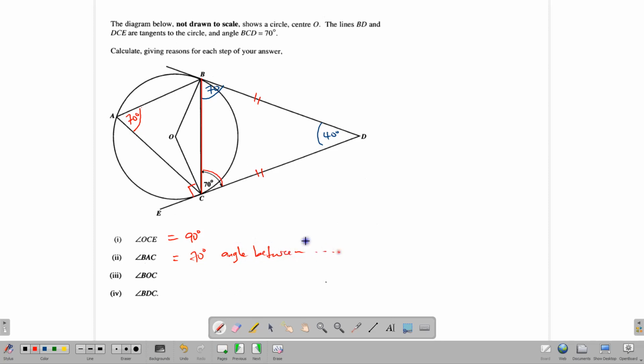And you can finish that. The angle between the tangent and the chord is equal to the angle drawn on the chord or drawn in the alternate segment. And here we have another one, BOC.